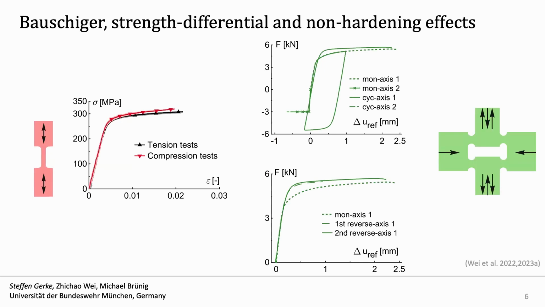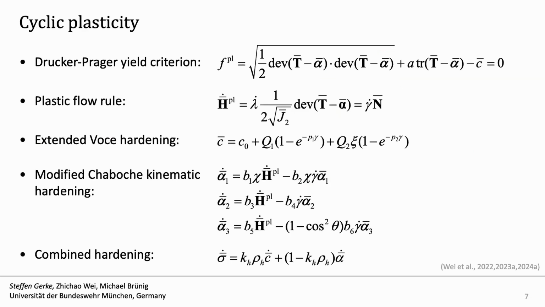We have several aspects here. We have the strength differential effect, meaning different behavior here. We have the Bauschinger effect. We have non-hardening effect. This is recognized in the continuum damage model. Here is a slide regarding the plastic behavior. I want to point out just at the bottom here what Zhichao introduced and added to the continuum damage model: we have combined hardening, which is kinematic and isotropic hardening. So this was added here, and this is contained in the results of the simulations.